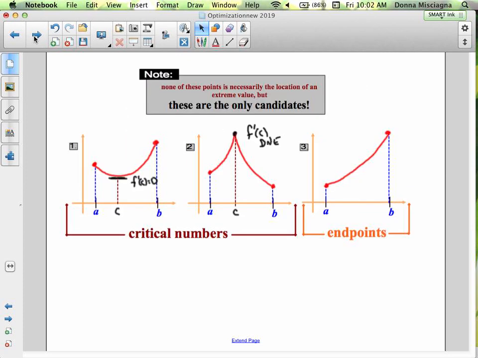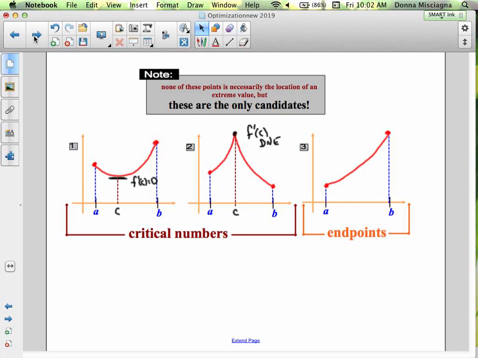So here is a little picture here. All right, so none of these points is necessarily the location of an extreme value, but they're the only candidates. All right? And that is our critical numbers and our endpoints. So, critical number is where f prime of c is 0. Critical number, f prime of c is undefined. Of course, that doesn't mean that the function is undefined, just that the derivative would be undefined, because here's a cusp. And then our endpoints.